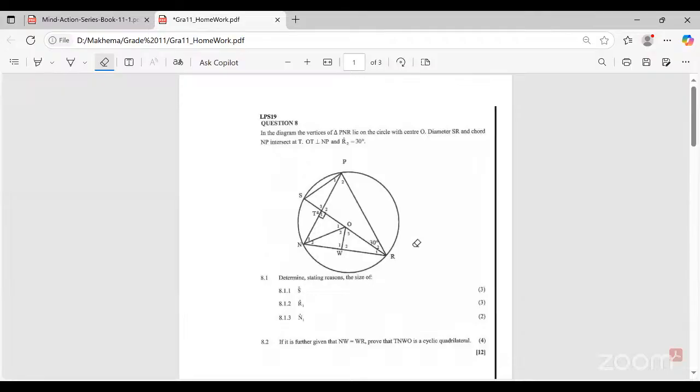And then now the question is requiring us to calculate the size of these angles, giving some reasons. The angles are angle S, angle R1, and angle N1. Anyone, guys, with some idea of how we can find the size of angle S with some reason? Is there anyone with some idea, guys?